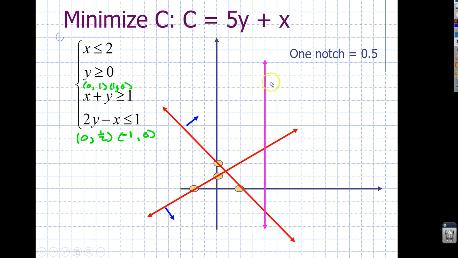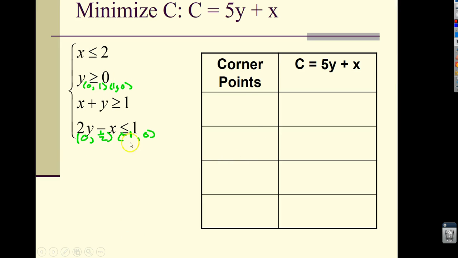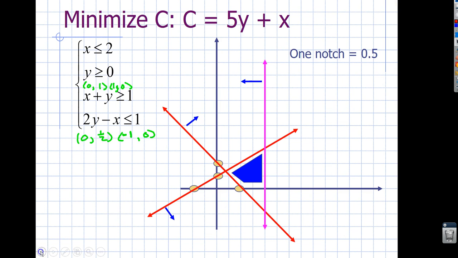Oh, they did x = 2, which is 1, 2, because remember it's by halves. And it's less than, so it's going on this side. And then y greater than 0 would be up, and so this is the feasible region. And do you see where the corners are?